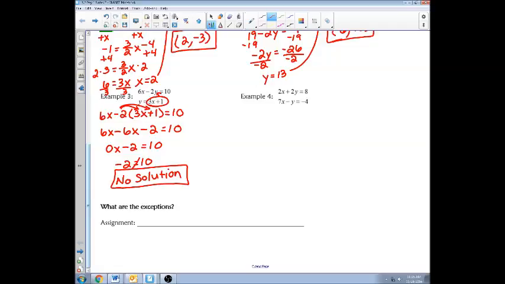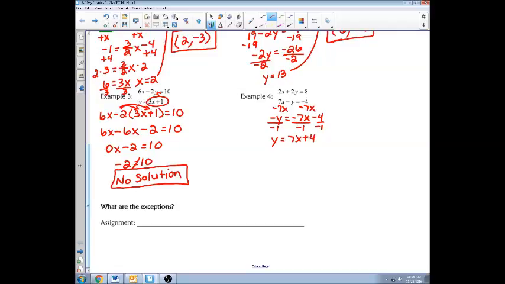Okay? Example 4. I have 2x plus 2y equals 8, or I have 7x minus y equals negative 4. In my opinion, it would be easier to work with the 2x and 2y, but you could also work with the 7x minus y. Either way would be fine, but what we need to do is solve one of the equations for a variable to start with. That y is kind of by itself, so if I go ahead and subtract 7x, I would get negative y equals negative 7x minus 4. Divide by negative 1. Y would equal positive 7x plus 4.